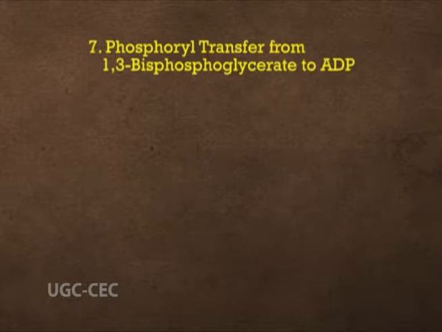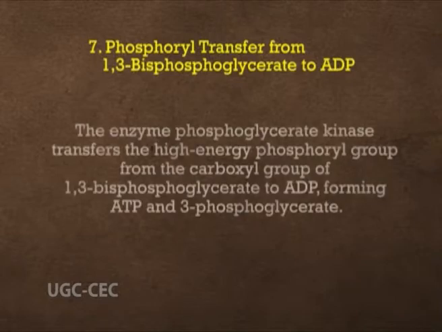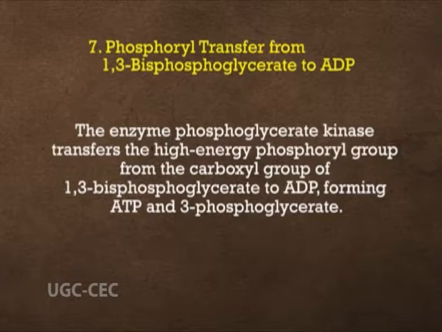Much of the free energy of oxidation of the aldehyde group of glyceraldehyde 3-phosphate is conserved by formation of the acyl phosphate group at C1 of 1,3-biphosphoglycerate. Let's look at the seventh step, which is phosphoryl transfer from 1,3-biphosphoglycerate to ADP. The enzyme phosphoglycerate kinase transfers the high-energy phosphoryl group from the carboxyl group of 1,3-biphosphoglycerate to ADP, forming ATP and 3-phosphoglycerate.